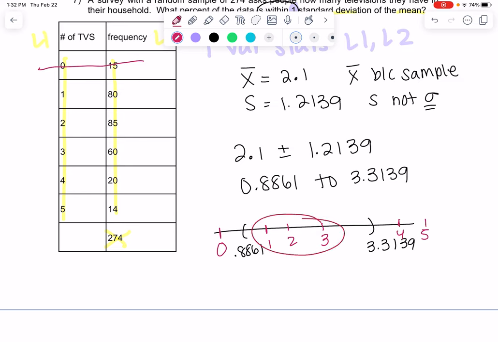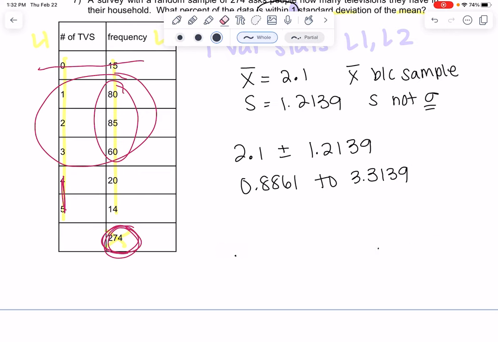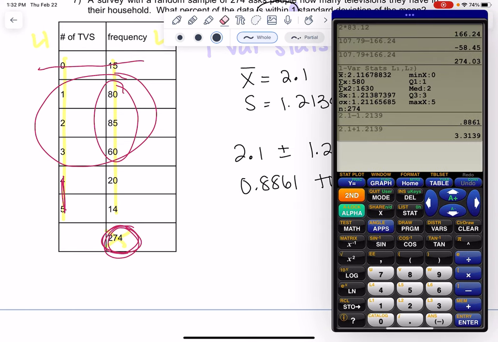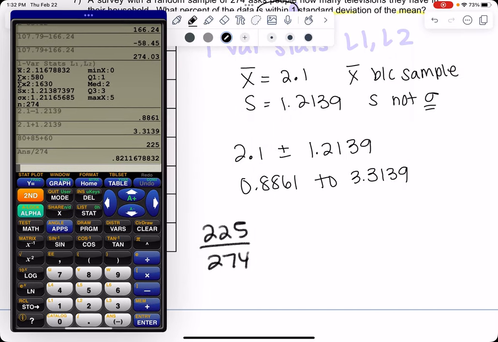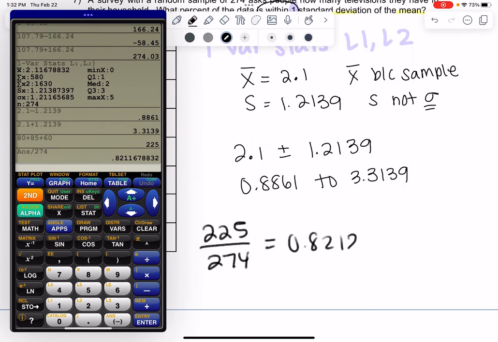So we're just going to count how many people have 1, 2, or 3 TVs, and then divide by the total. It's not 3 out of 6. It's tempting to say 3 out of 6, but there's 274 people, and we're going to add the frequencies. So let's see. We're going to do 80 plus 85 plus 60. That's everyone who has one, two, or three TVs. So 225 out of 274 total. So 0.8212, and we get 82.12%.